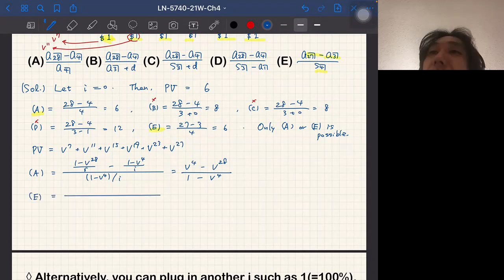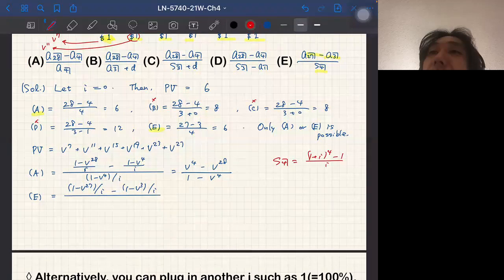And then how about E? E is a_{\overline{27|}}, so 1 minus v^27 over i, minus a_{\overline{3|}}, so 1 minus v^3 over i. Then the denominator is 1 minus s_{\overline{4|}}. So this is equal to v^(-4), right? So s_{\overline{4|}} that we multiply by v. I would say that s_{\overline{4|}} is equal to (1 plus i)^4 minus 1 over i.